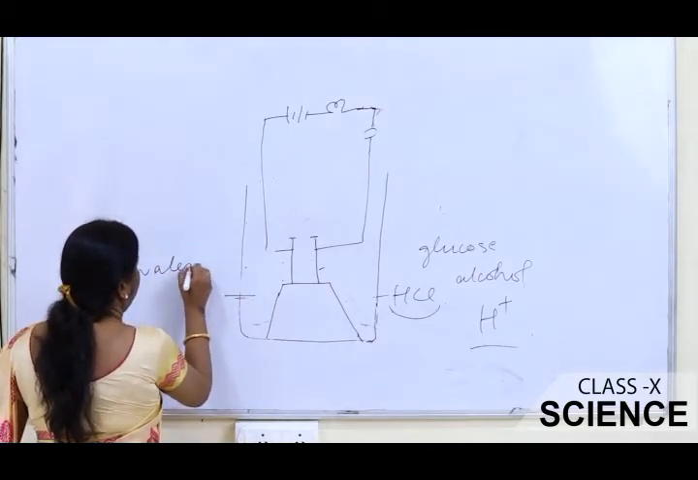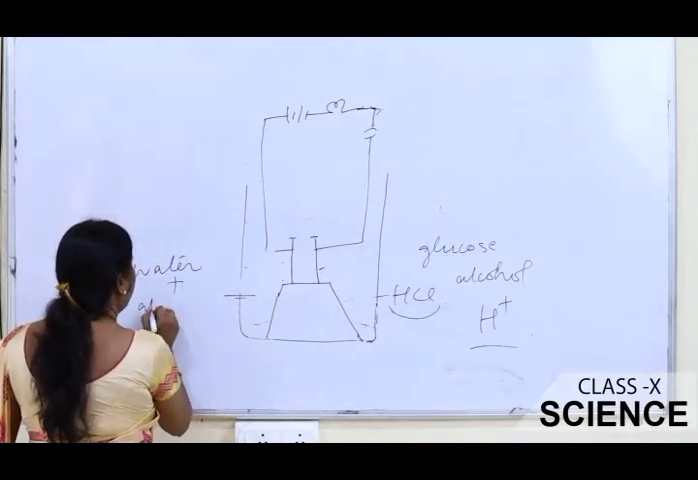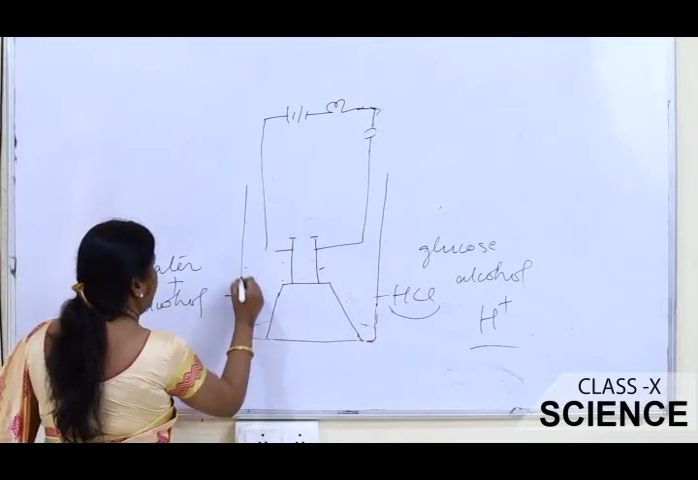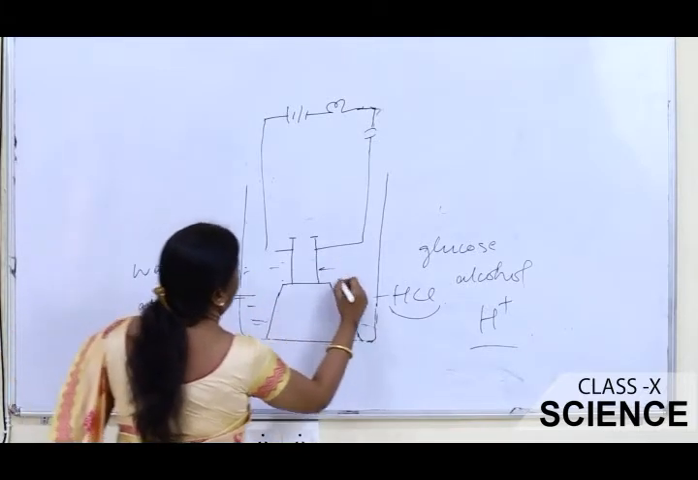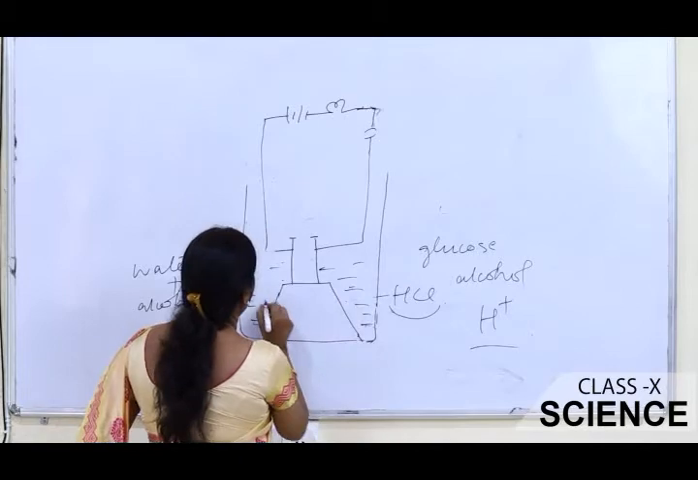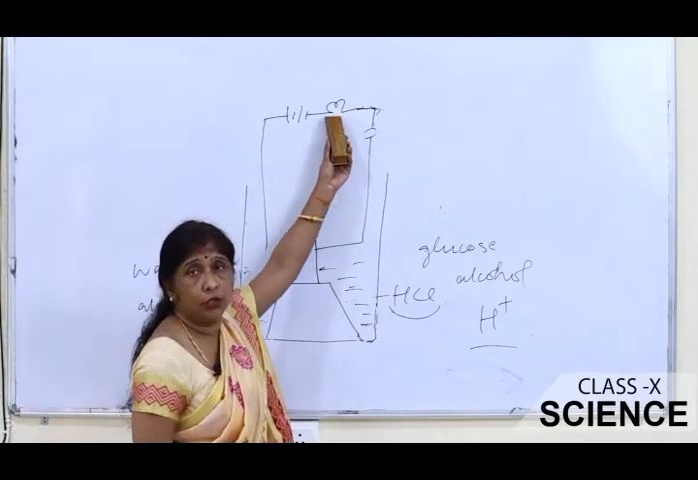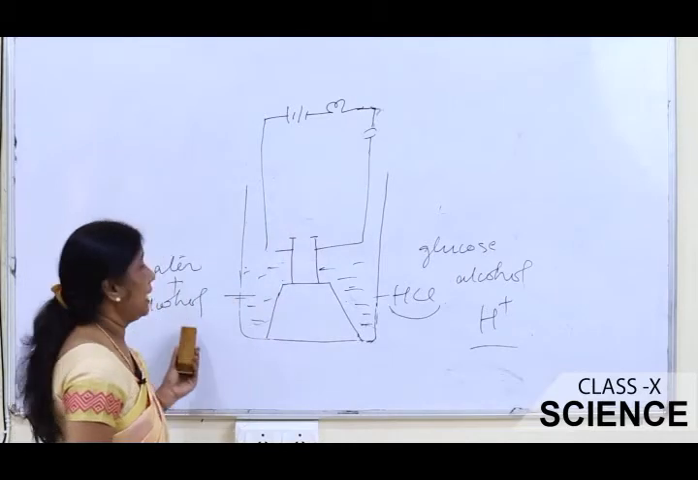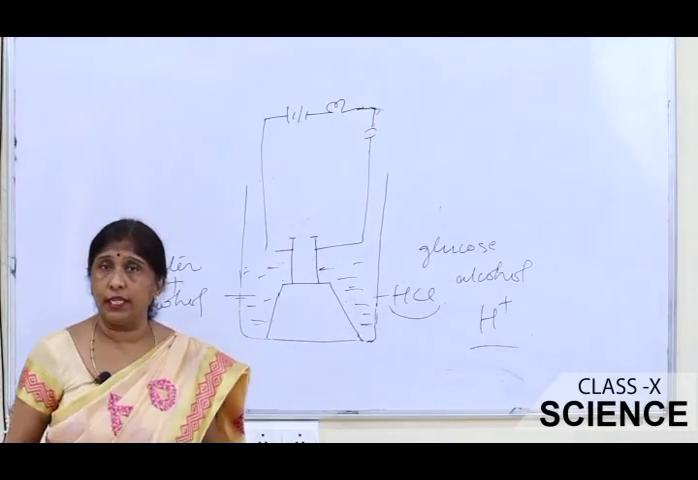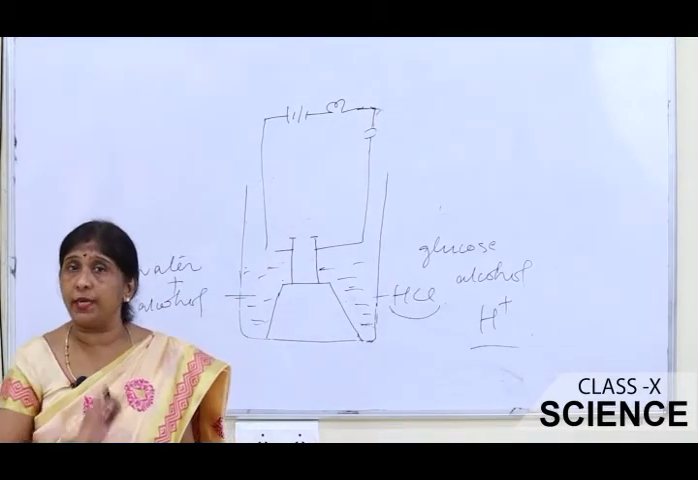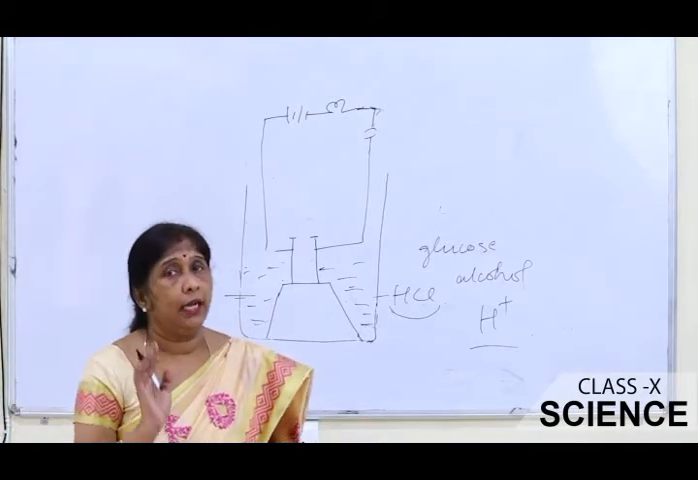You can add in this beaker water plus alcohol. Water plus alcohol we will take in this beaker. Now see what will happen. Again in this case also the bulb will not glow. That means even alcohol, though it is having hydrogen, it is not able to produce free H plus ion, so it is not conducting electricity.